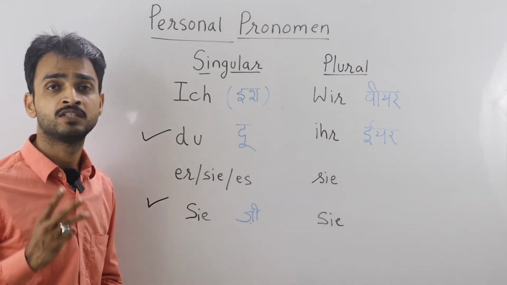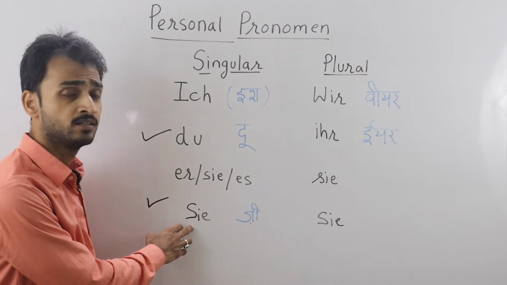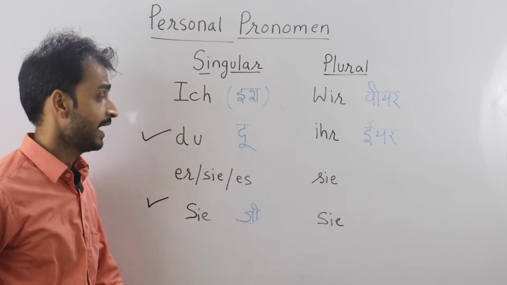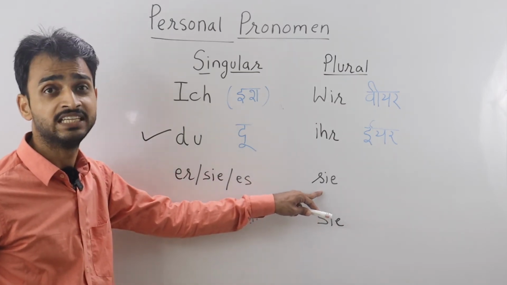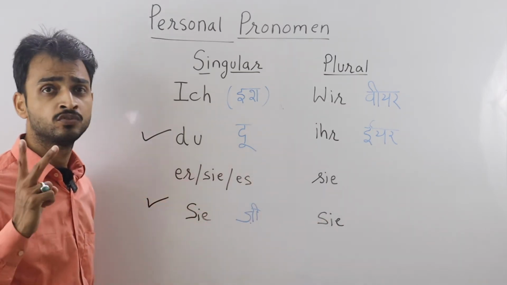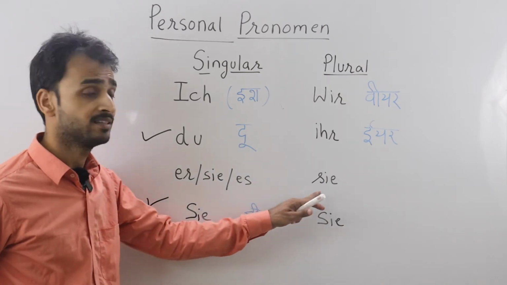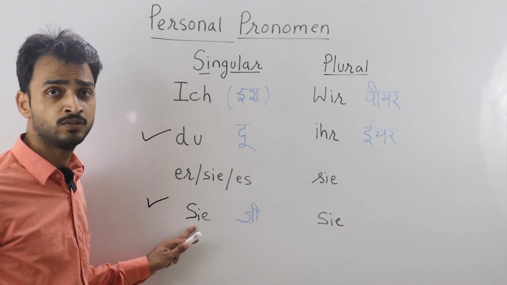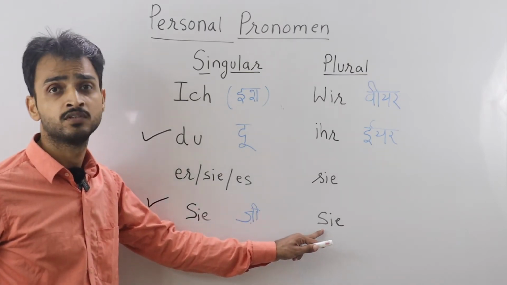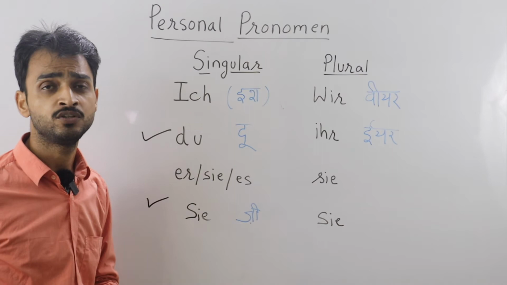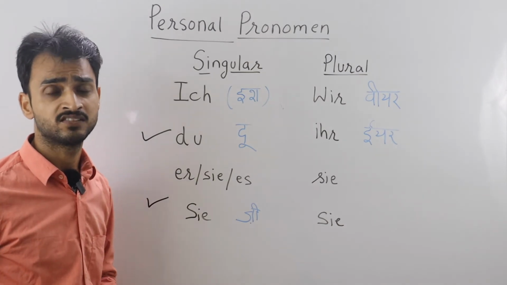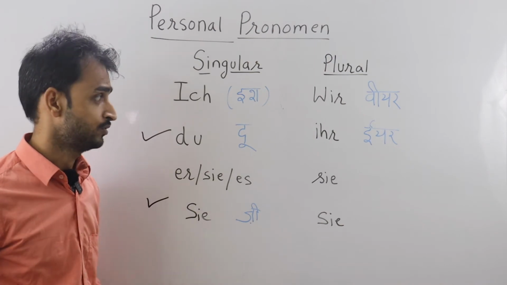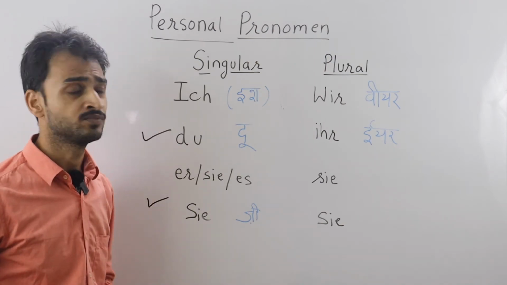So altogether we have three types of sie. Sie, she, and sie, they, with small s, and capital Sie, formal you. The plural formal you is also written with a capital S. So formal you is written in the same manner. So these are the persons, these are the subjects.